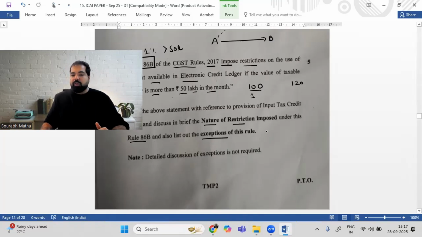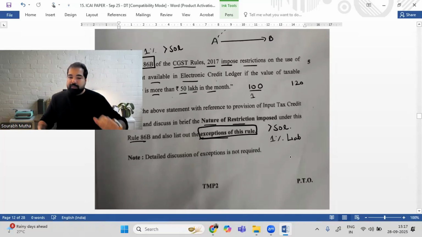The nature of restriction imposed is that in the month when your taxable supply is more than 50 lakh rupees, the GST credit ledger can be used, but cash ledger has to be used to pay at least 1% of your liability. That means you can pay 99% through the credit ledger, but at least 1% has to be paid through the cash ledger. Mainly other exceptions. This is the second time this question has been asked. These are the four exceptions.